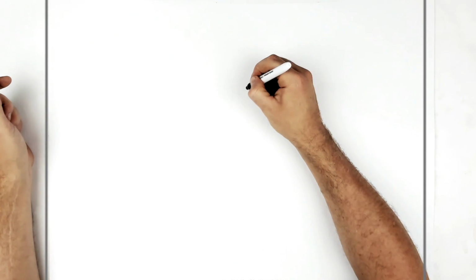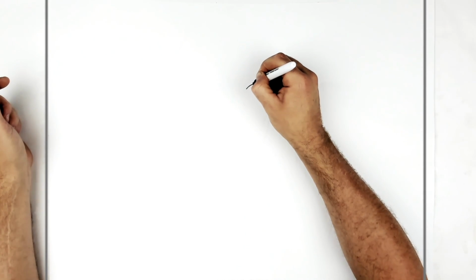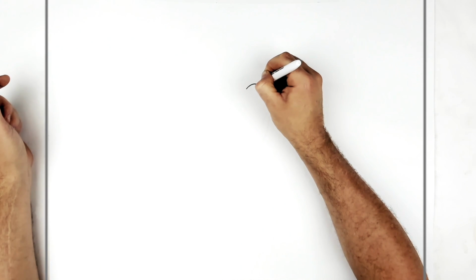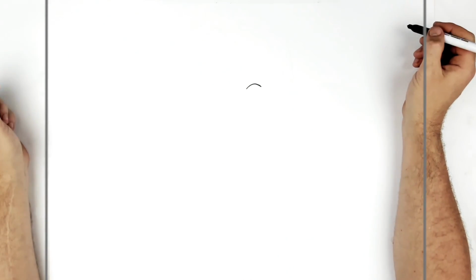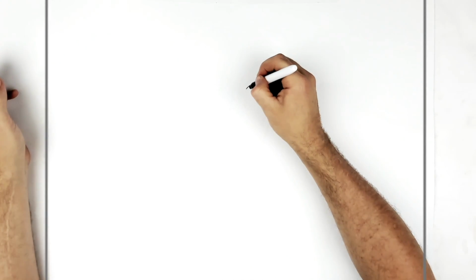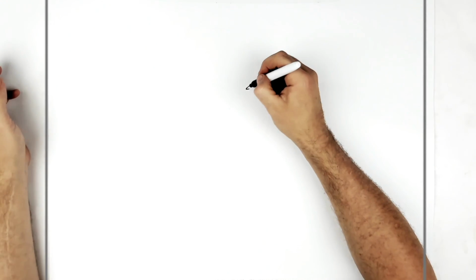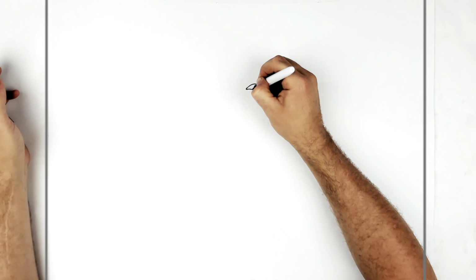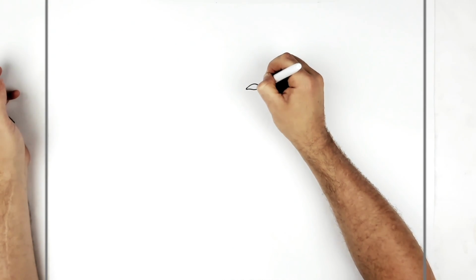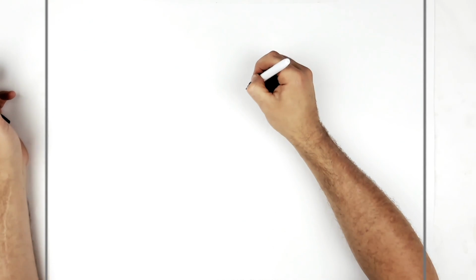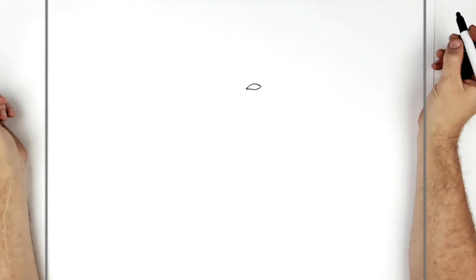A standard human eye shape. Curve it around. Down like that. Tear duct comes around here and then comes back down and up into there. Tear duct's drawn in with a little line like that.